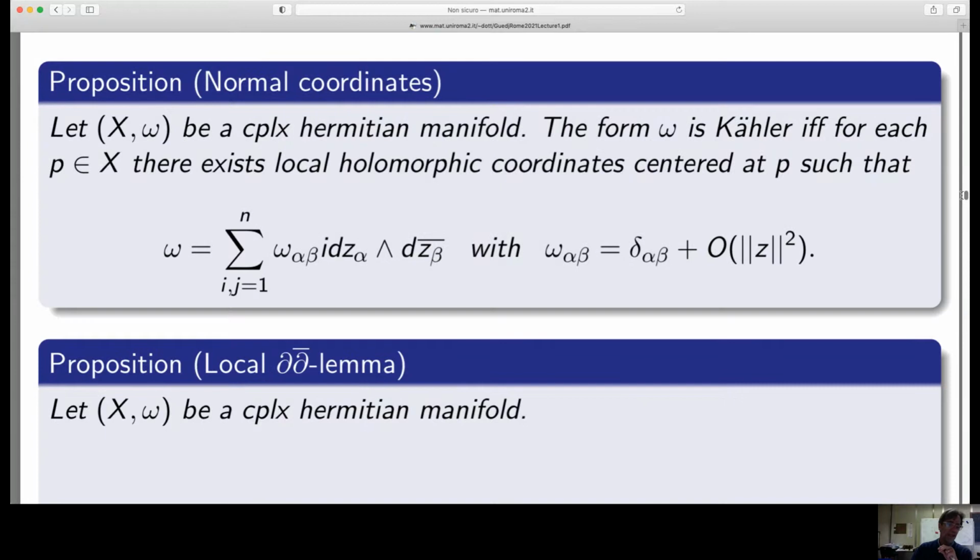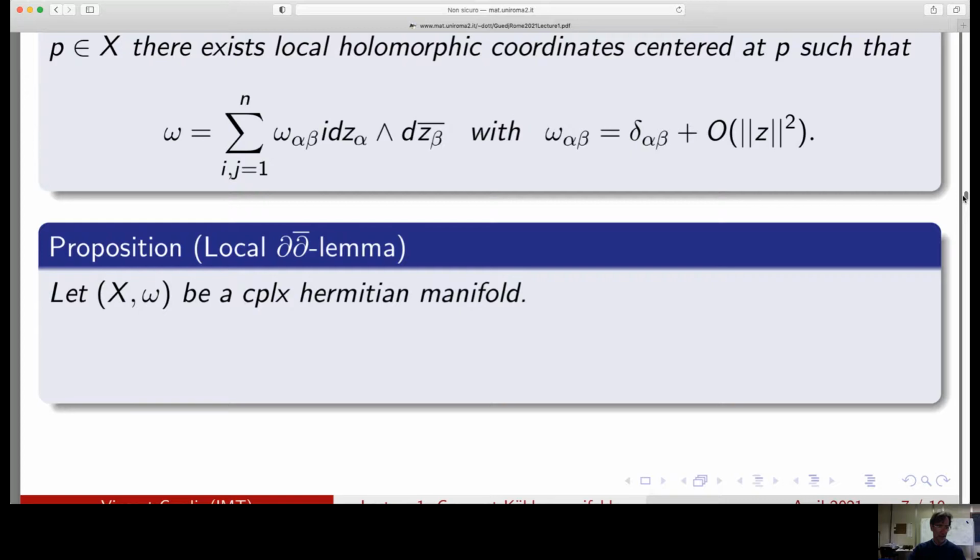Essentially, being Kahler means that the metric is compatible with the complex structure. More precisely, you can say that omega is Kahler if and only if the Levi-Civita connection of the real part of the Hermitian metric commutes with the complex structure J. This is another way of characterizing Kahler metrics.